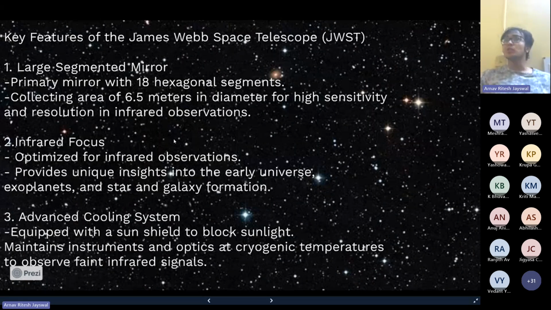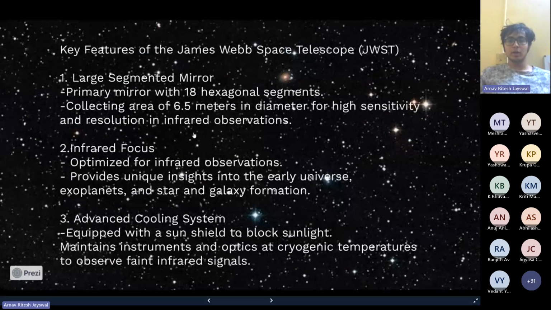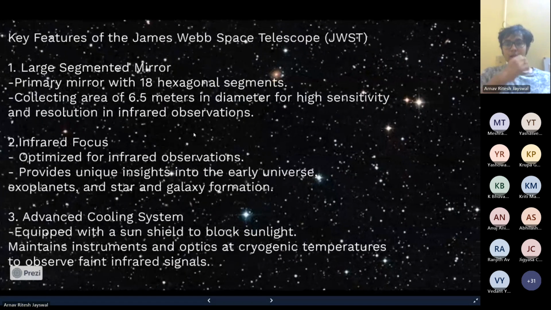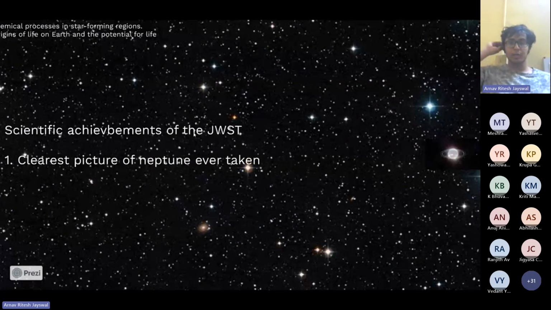This is something that was lacking in the Hubble Space Telescope. It is equipped with a sun shield to block sunlight when it's directly facing the sun, but it also has instruments which maintain the optics at cold temperatures, which help it observe faint infrared signals. Otherwise, irregular heating was an issue in early space telescopes. So yeah, this is about the key features of the James Webb Space Telescope. And so let us look at some scientific achievements of the JWST. This is pretty recent and just happened in the last 2 years.